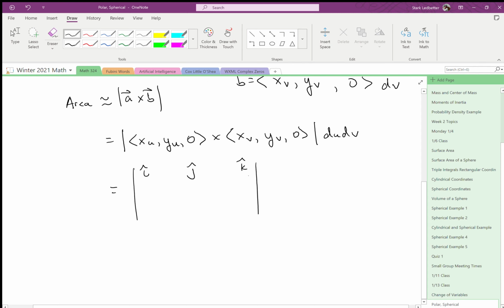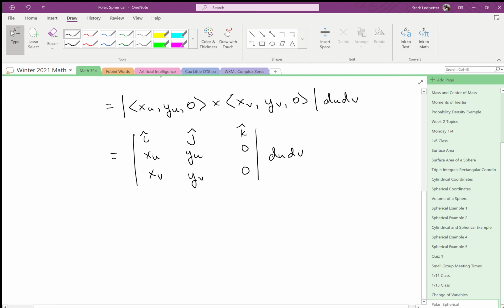We always write the vectors i, j, and k at the top. There's other ways to calculate this too, but this is my favorite one. Write your first vector, your second vector. When it's absolute value, order doesn't even matter, so that's great. And then there's a du, dv as scalars out here. And then let's recall how to calculate the cross product. We can expand along the top row.